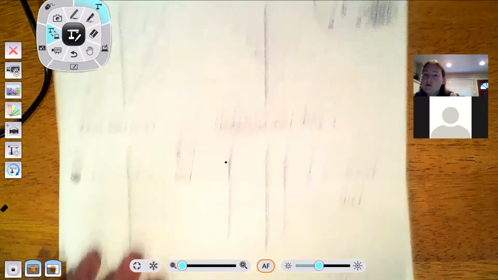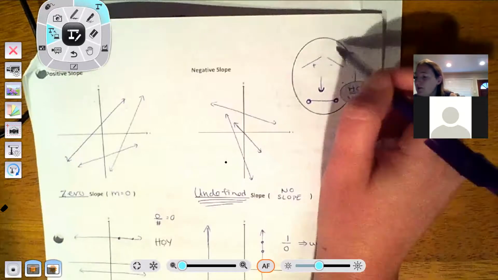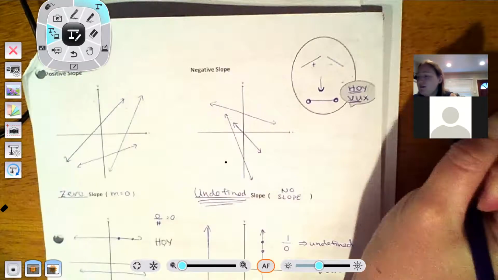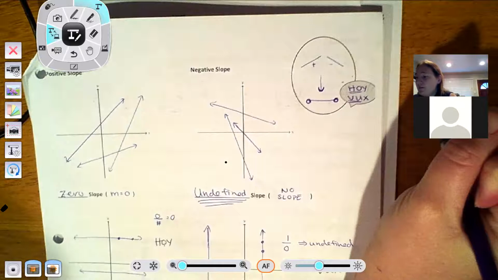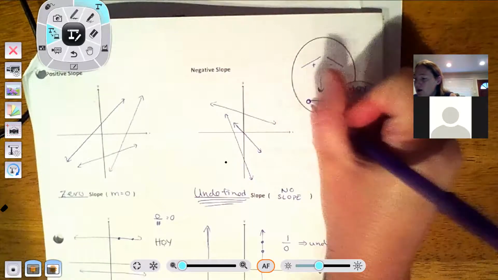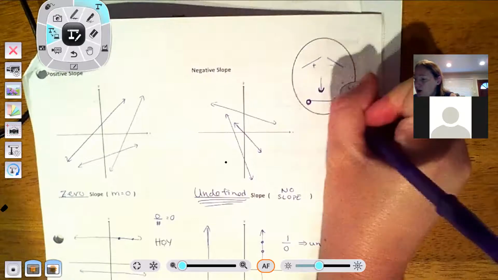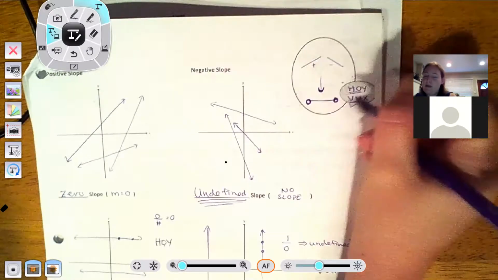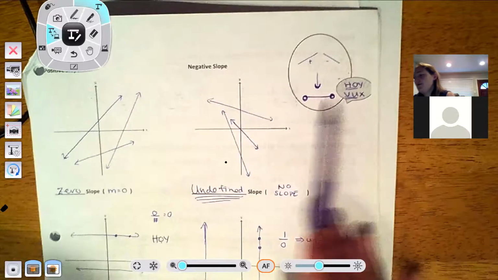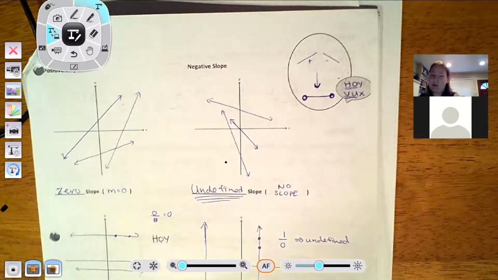There's a little Mr. Slope guy or Mrs. Slope gal up here that some of my students have found helpful for the undefined nose, that vertical line, and the horizontal mouth with the little 0. And then a student said, well, you should have them saying way back, so I added that in. So that's just a little trick for some people if you find it helpful.